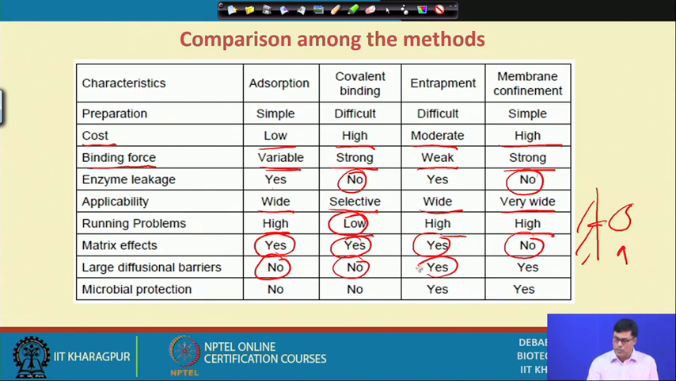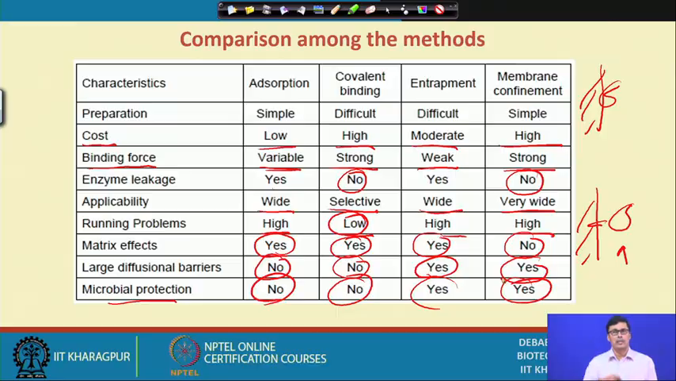But in case of entrapment, we have some diffusion barrier, and in membrane entrapment, the enzymes are inside. So, there will be every possibility that less diffusion of the substrate or less diffusion out of the product will take place. Microbial protection: in case of adsorption, no microbial protection, because the enzymes are immobilized outside the solid matrix. In case of covalent also no protection, but in entrapment, since it is inside, there is protection from microbial attack, and in membrane confinement, since it is inside the membrane, there will be some kind of protection from microbial attack.